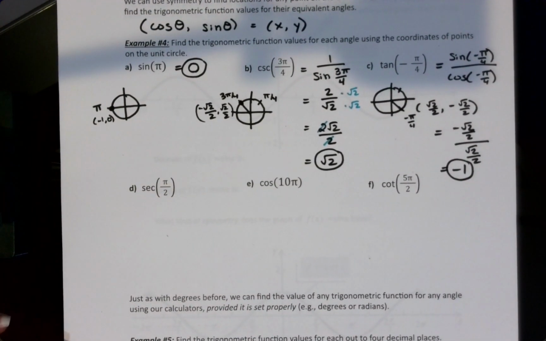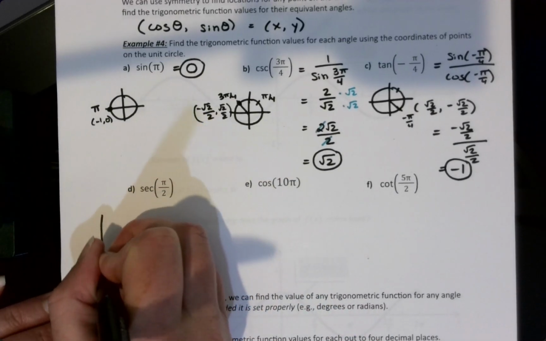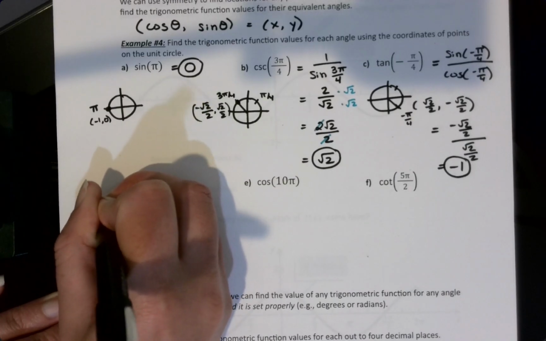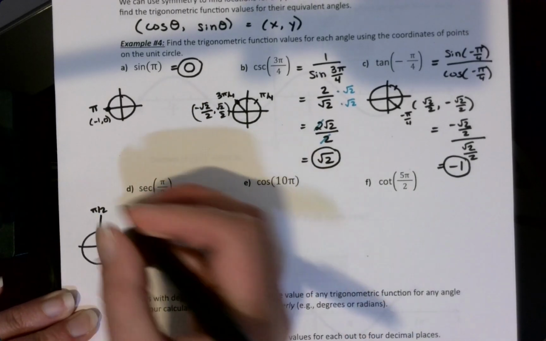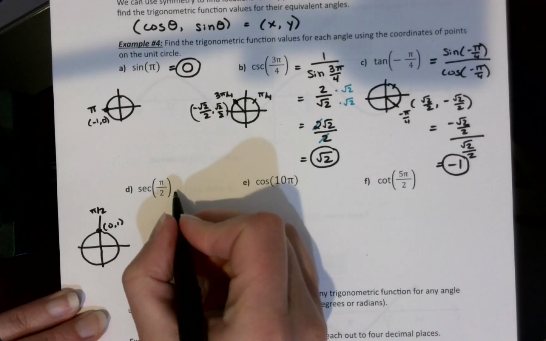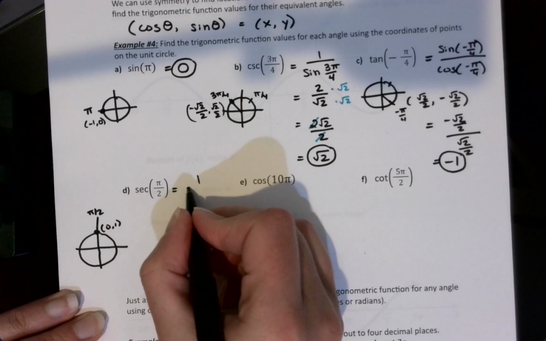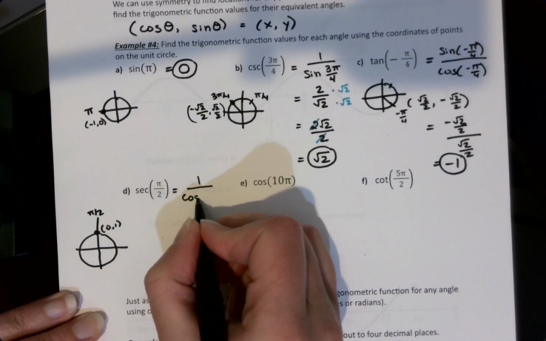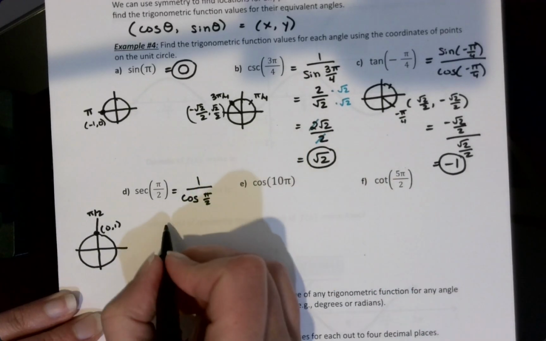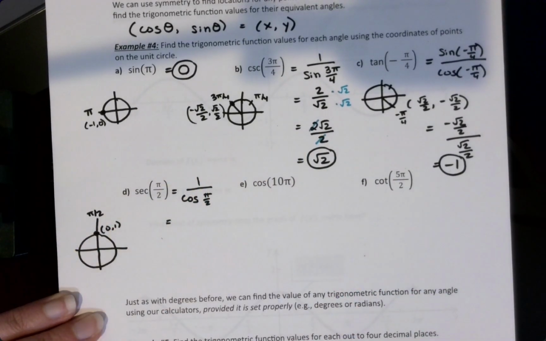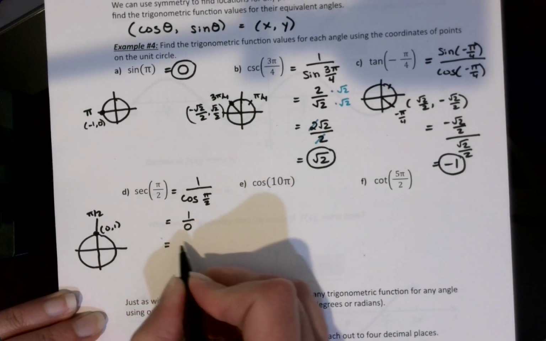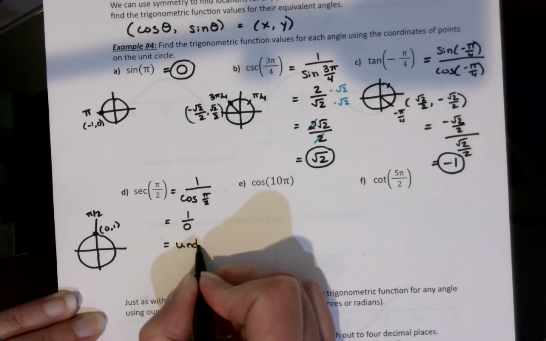Okay, I need the secant of pi halves. This is the angle pi halves. At that angle, the ordered pair would be 0, 1. I know that the secant is the reciprocal of cosine. This is 1 over the cosine of pi halves. And the cosine of pi halves is the x-coordinate, which is 0. So that's 1 over 0, which means the secant of pi halves is undefined.